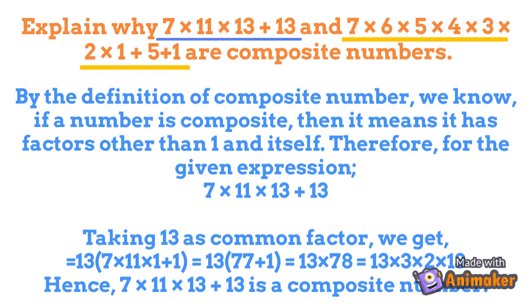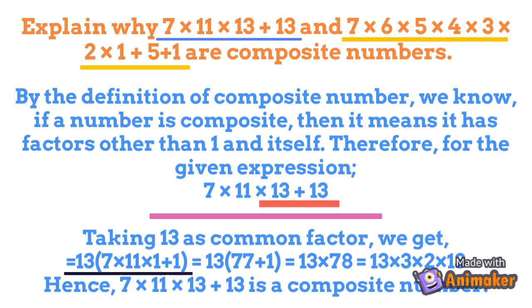We need to prove whether these two expressions are composite numbers or not. As you know, composite numbers are the product of prime numbers. In our first expression, what is given? 7 into 11 into 13 plus 13. First we will take out a common factor. We took 13 common because 13 arises twice. After taking out 13 common, we get 13 into (7 into 11 into 1 plus 1).